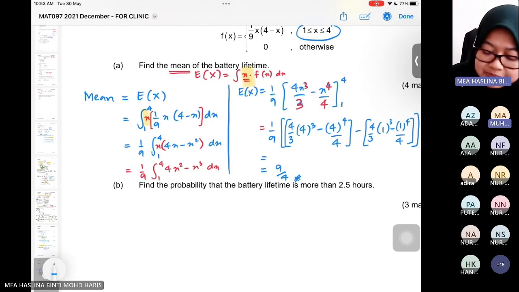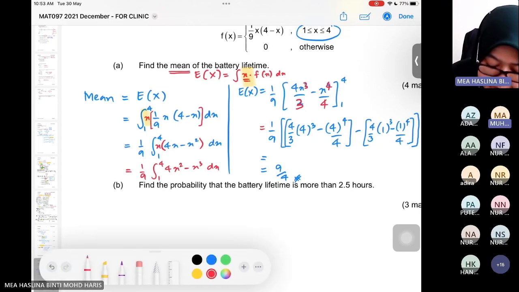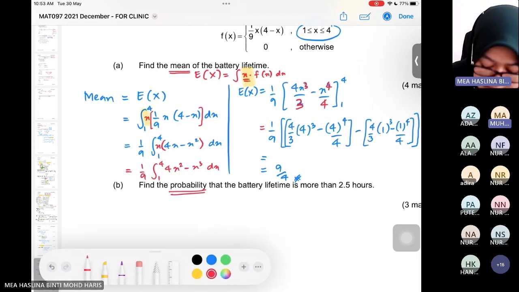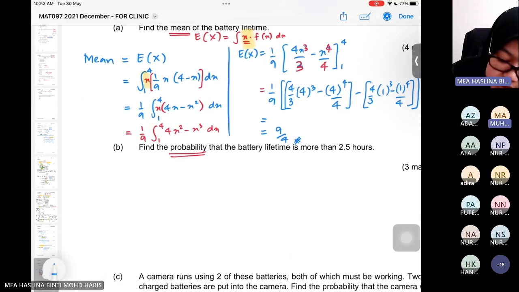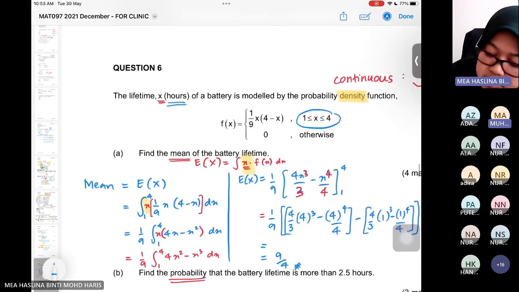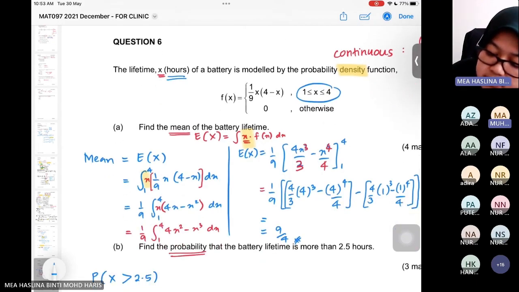Thank you, Amna. Okay, find the probability that the battery lifetime is more than 2.5 hours. Okay, this one is probability. So probability, that means integrate without multiplying by x. So probability for X more than 2.5 hours. It was given in hours, and we have here in 1 to 4 here in hours.